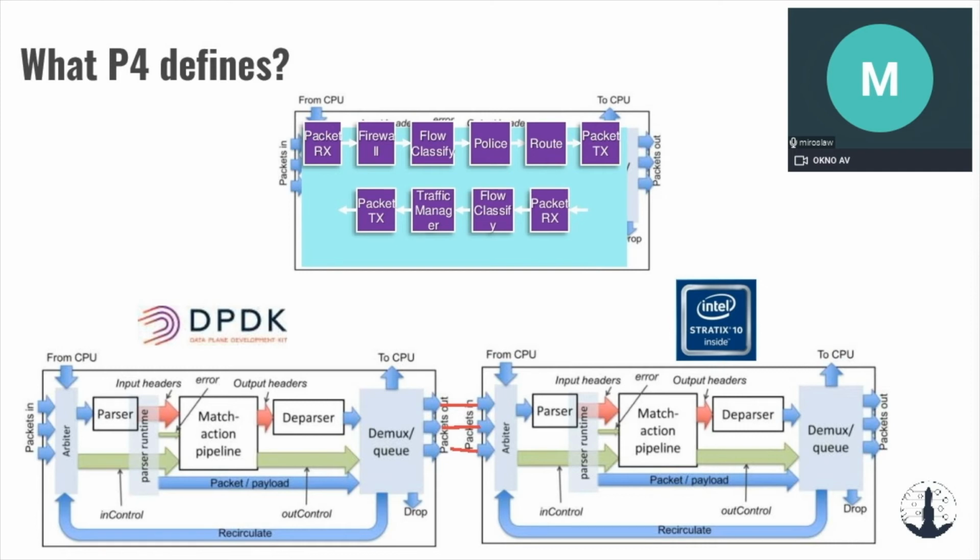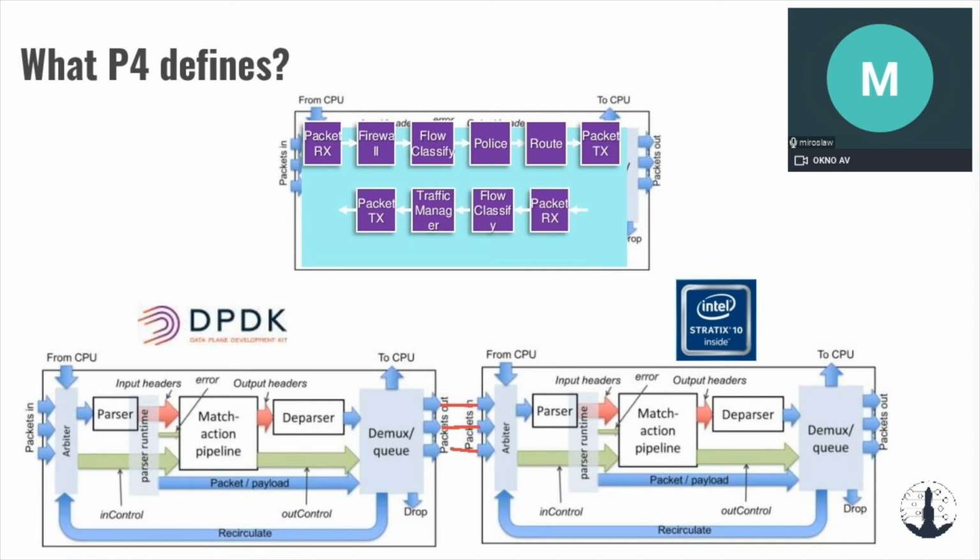Yes, you can implement part of the pipeline inside of the software using the DPDK, if you are aware of this development kit for the CPUs, or you can split it, half in the DPDK and half in the FPGA. You are free to do this one.